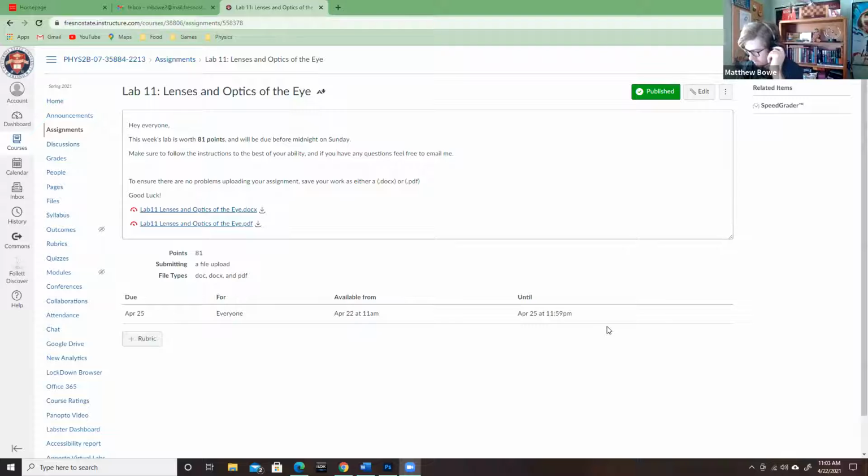All right, let's get to the instructions. So this is going to be a big opportunity for points. This lab's worth 81 points. I don't know why it's 81 and not just 80. But it's not too difficult once you get the hang of it.